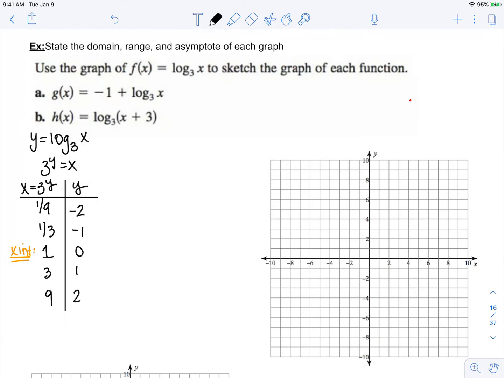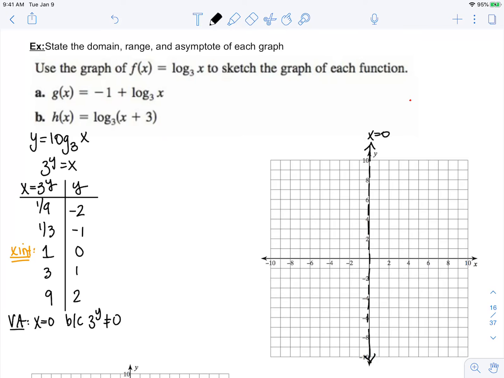So our logarithmic function is always going to have a vertical asymptote of x equals 0. And remember, that's because 3 to the y cannot equal 0. And after I sketch it, I'll say my domain and range. So here's my vertical asymptote. That is x equals 0.